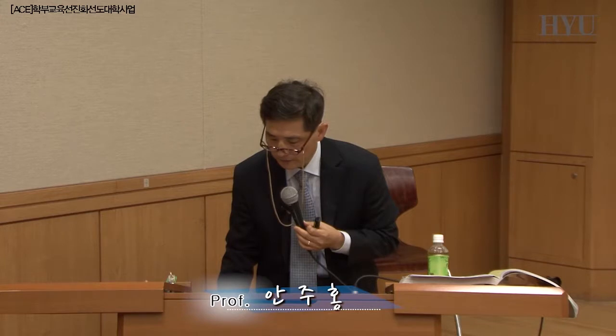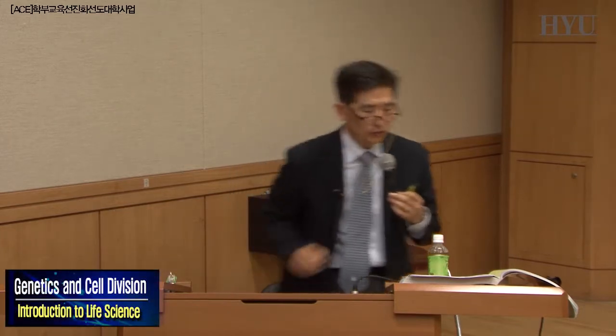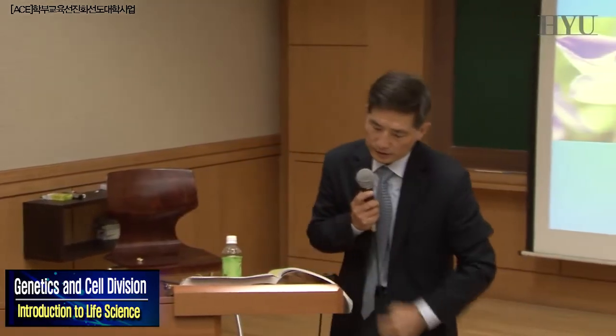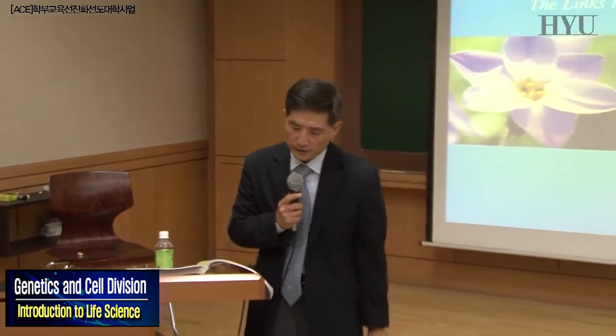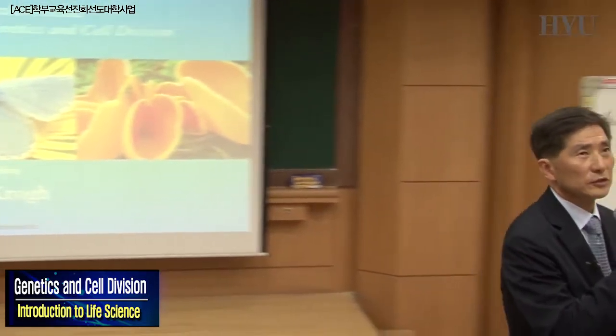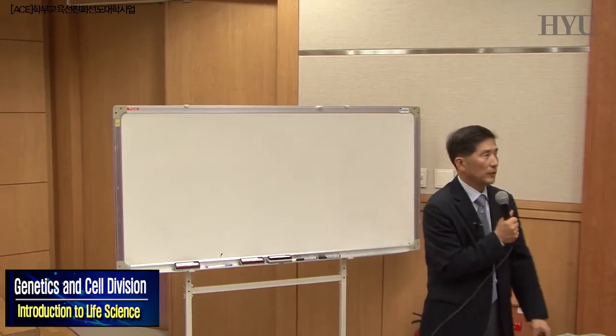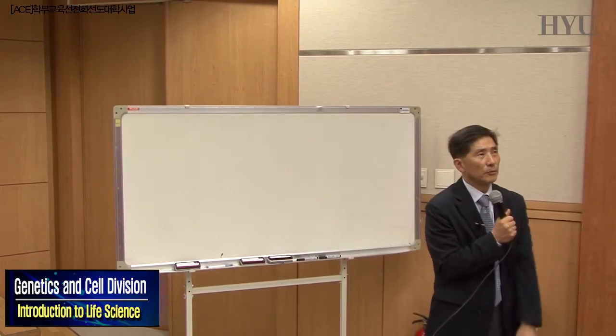Okay, so we saw what happened inside the cell for the cells to divide from one cell to two. Today we're going to go through chapter 9 and chapter 10. The chapter 9 title is "The Links in Life's Chain," which means we are looking into genetics. So the question is how we look like our parents.